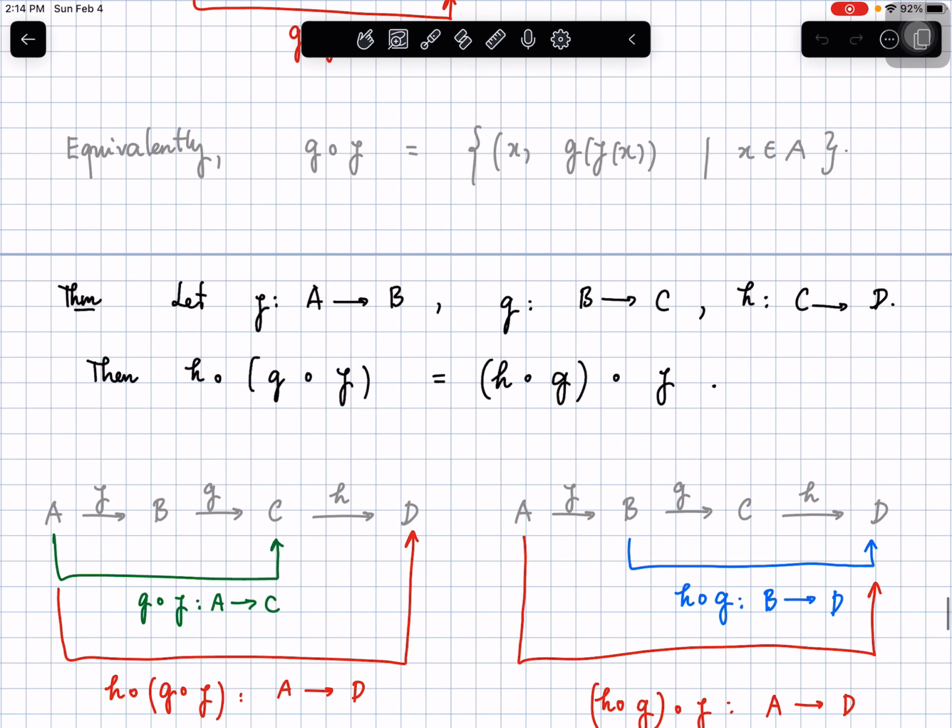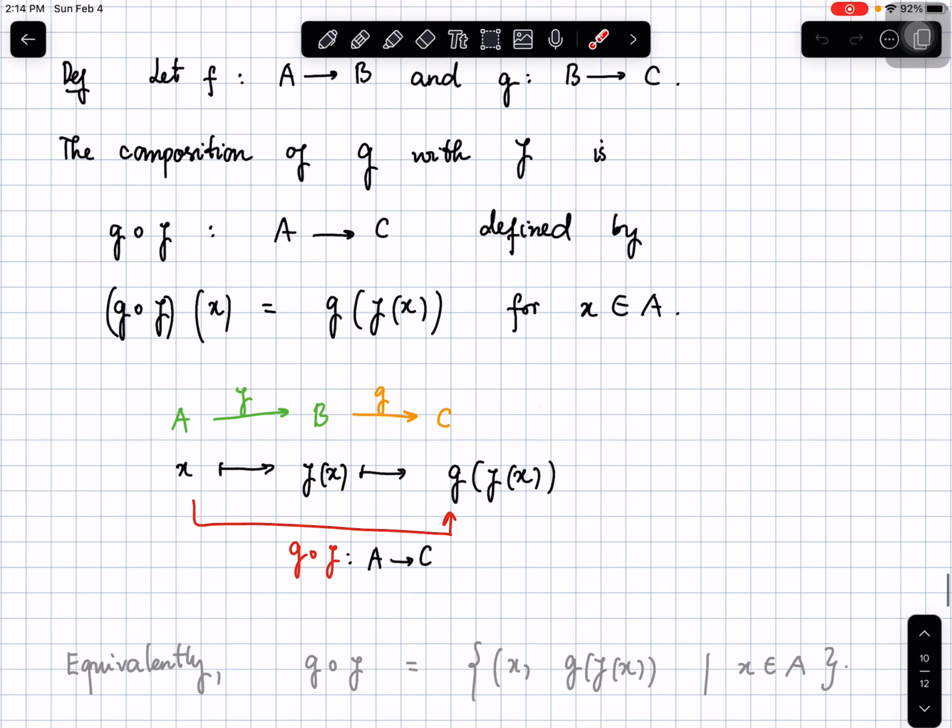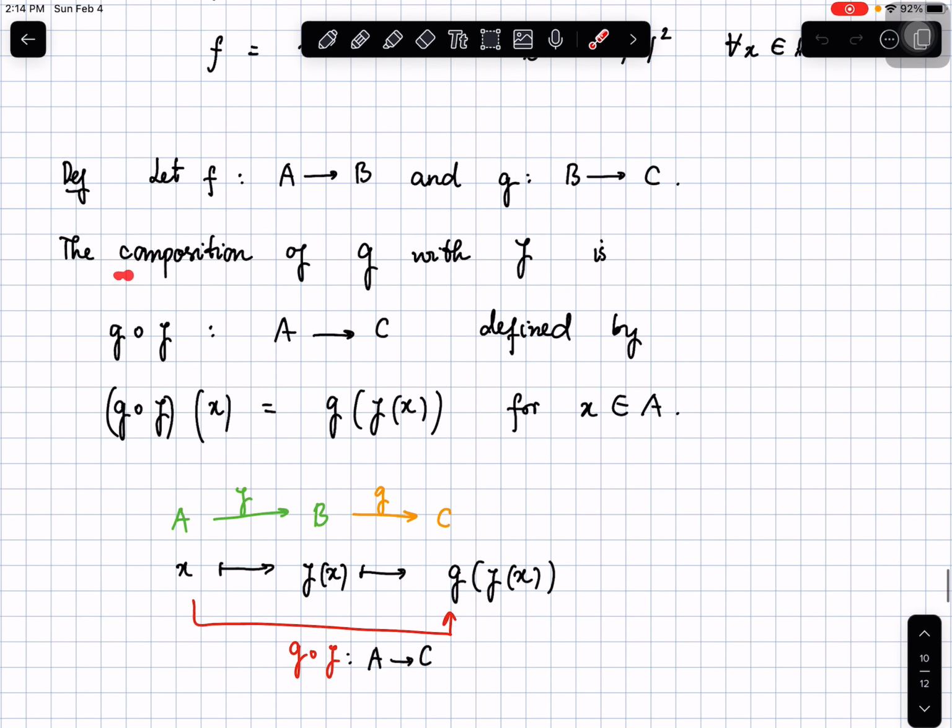So here is this theorem. Let f be a function from A to B, g is another function from B to C, and h is a function from C to D. Then we need to prove that h compose g compose f equals h compose g first and then compose f. Okay, let's recall the definition of composition.